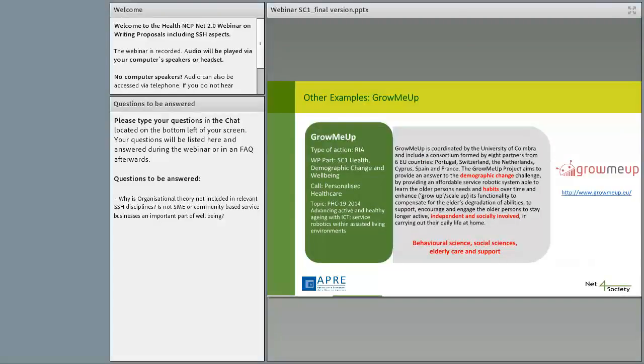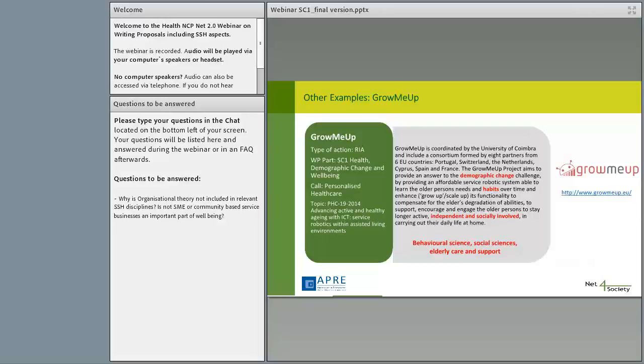Here you have the last example, the Grow Me Up project. Again, a research and innovation action, this time for another topic, the Personal Healthcare 19-2014, Advancing Active and Healthy Aging with ICT, Service Robotics within Assisted Living Environments.